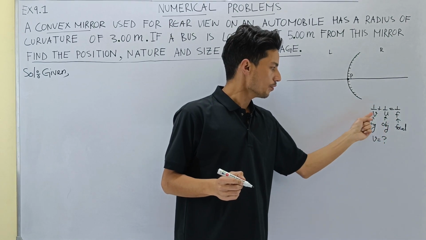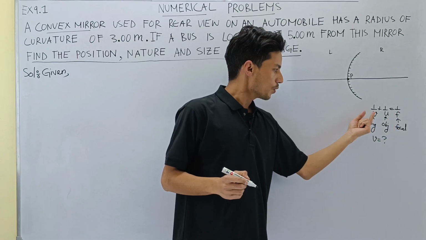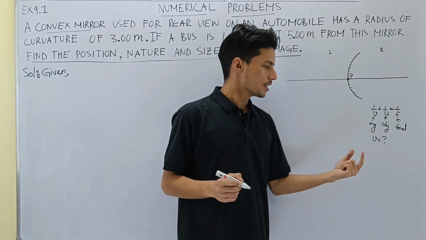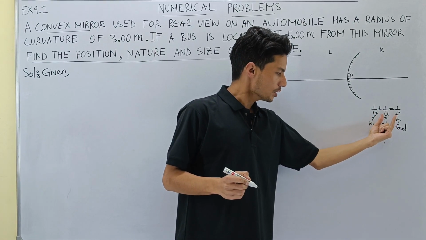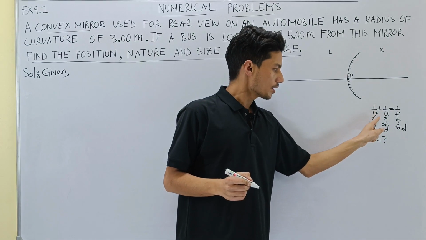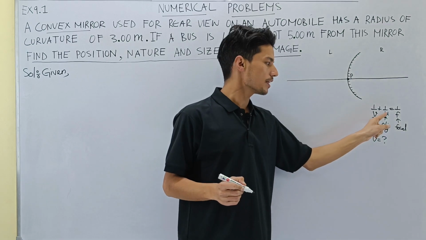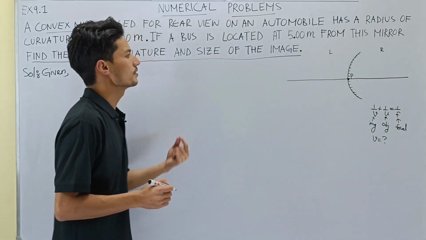So of the three things, one is missing, the other two should be given to us. It is only when the other two are given to us that we will be able to find the missing term, isn't it? So we are finding v, so u and f should definitely be given to us. Let us check whether they are given to us or not.